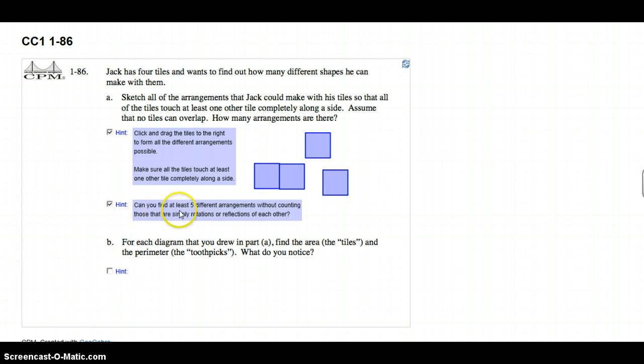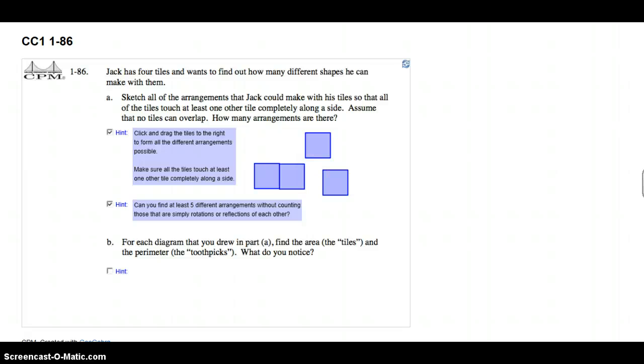It says, can you find at least 5 different arrangements without counting those that are simply rotations or reflections of each other? That seems complicated as a hint, but basically it's giving you the hint that there's about 5 different ways that you could arrange those squares or those tiles, okay, so that none of the tiles overlap, to find out how many different shapes he can make.